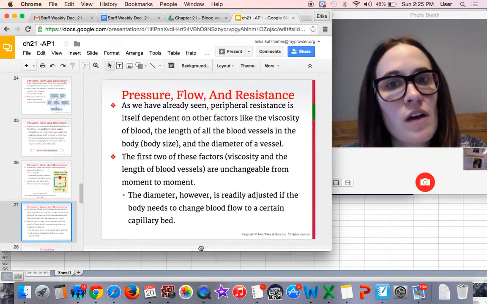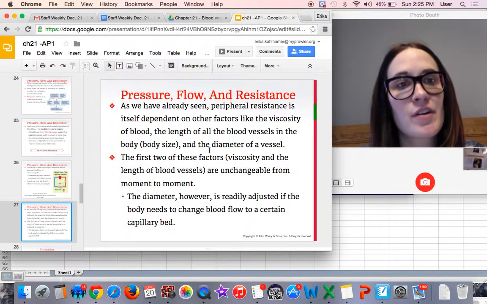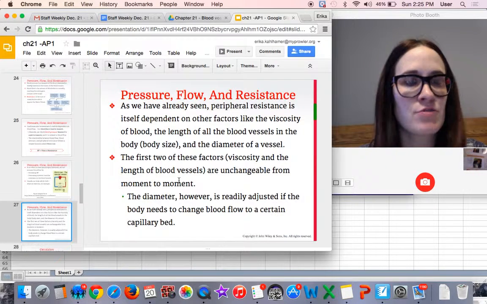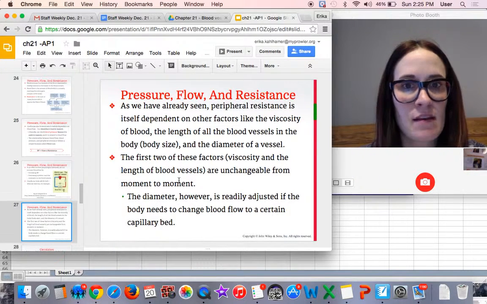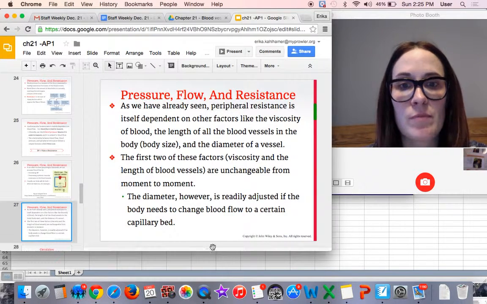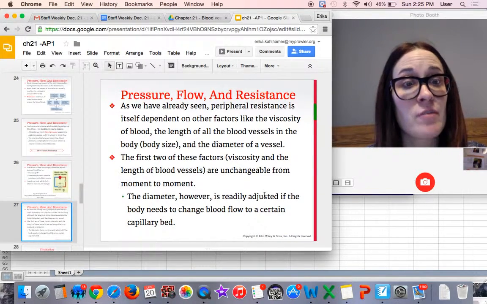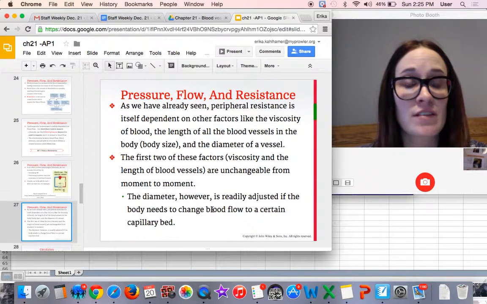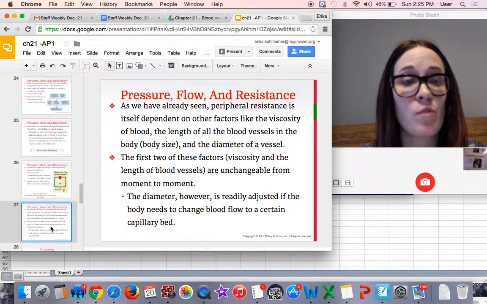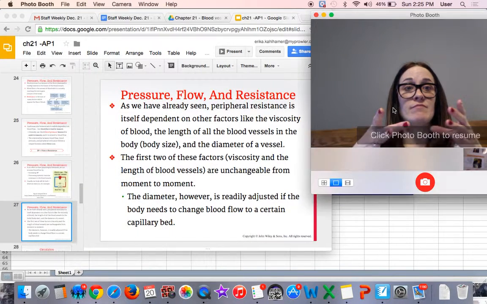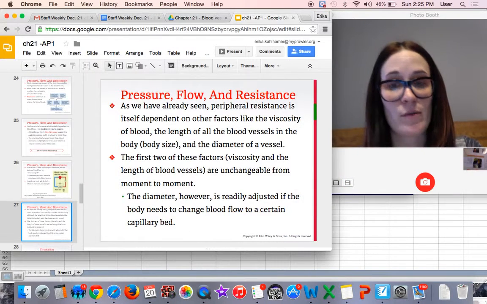So also affecting resistance is the diameter of the vessels, okay? These first two, the viscosity of the blood and the length of the blood vessels, you can't really control from a day-to-day basis. Like it says here, unchangeable from moment to moment. But the diameter of the blood vessel can change quickly. Your body can change it if needed. If you need more blood flow, they can vasodilate or vasoconstrict to push blood through at a quicker rate.